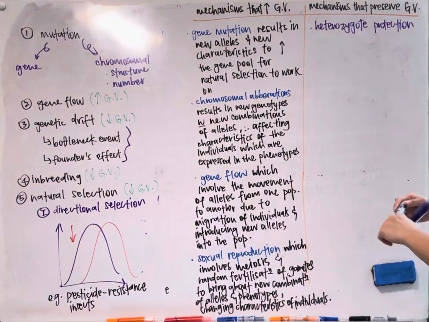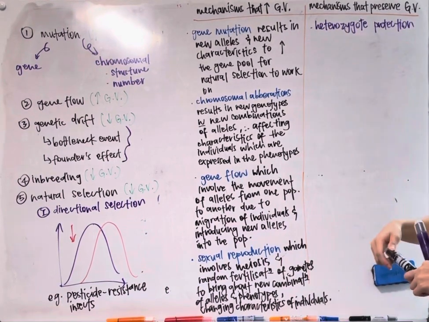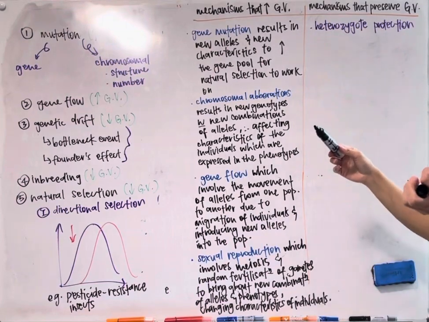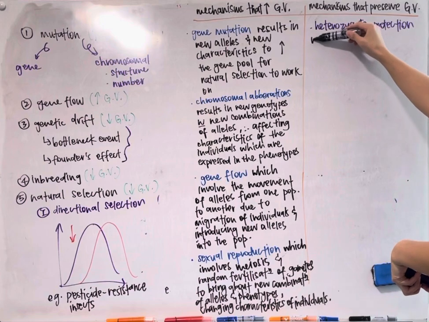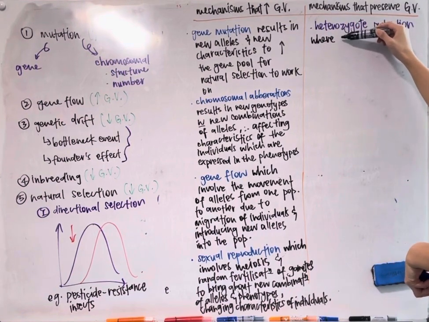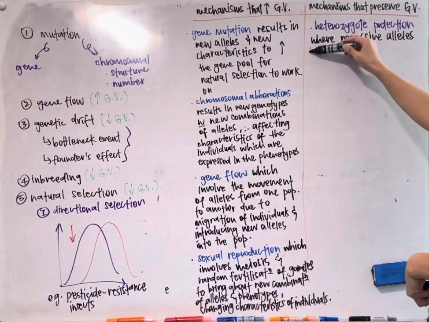Heterozygote protection involves when the dominant phenotype is favorable. So recessive alleles in these diploid organisms are kind of preserved in the heterozygous, right? Let me just write where recessive alleles.